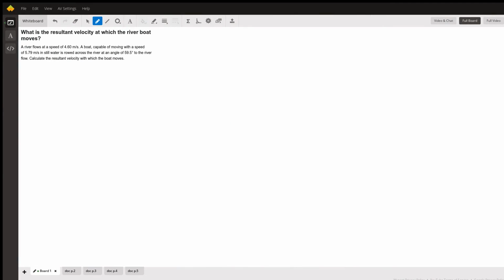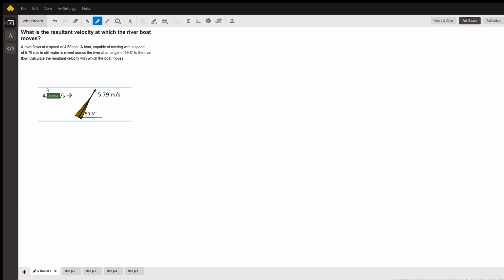Okay, so the first thing you're going to want to do is draw a picture of what's going on here, because that's going to give you a much better idea of what kind of calculations you have to do. So, a picture of what's going on here might look something like this.